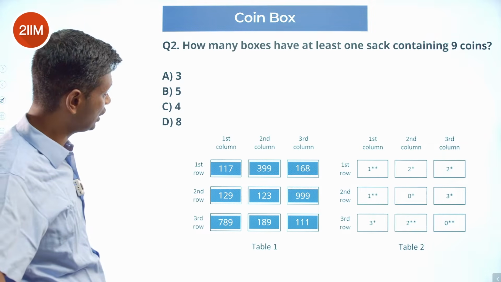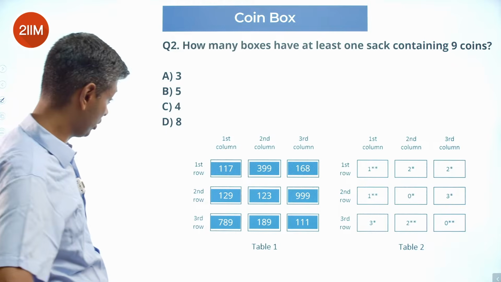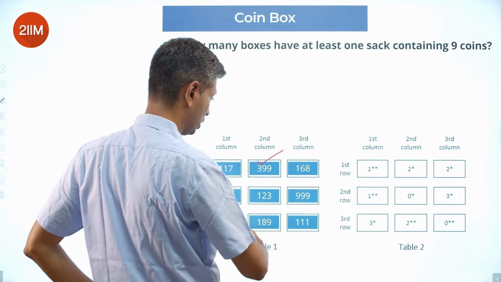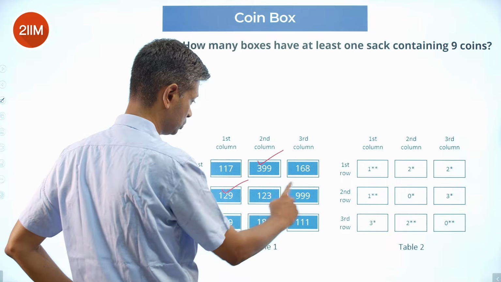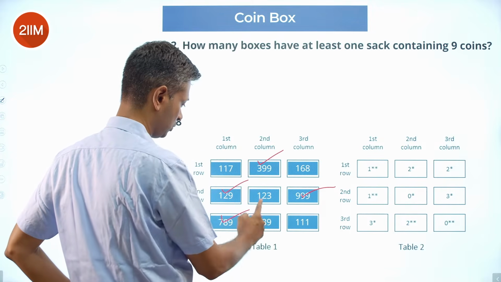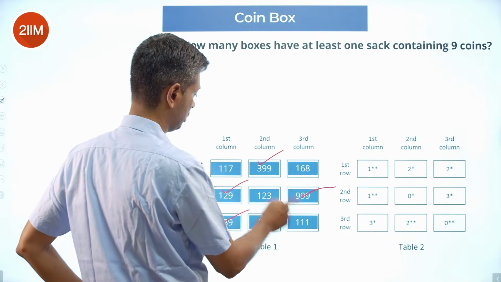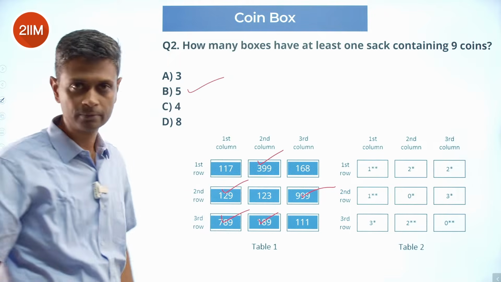How many boxes have at least one sack containing 9 coins? This one, 1, 2, 3, 4, 5. These don't have 5.